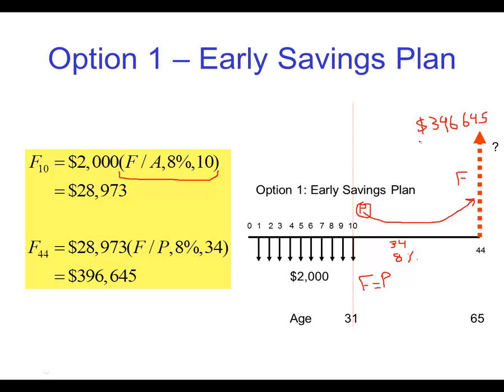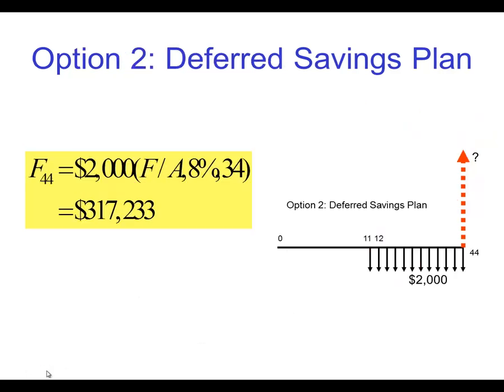So this is the amount that I will get by the end, at age 65, when I retire, or you retire, if you plan to do it this way, in option number 1. Now, let's see option number 2.